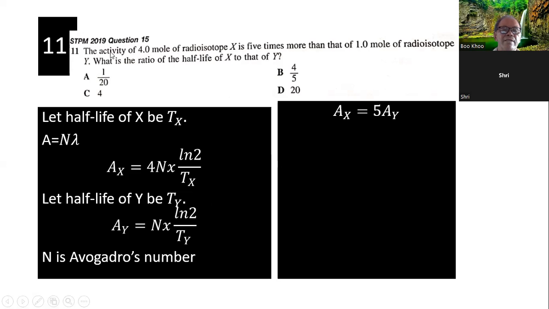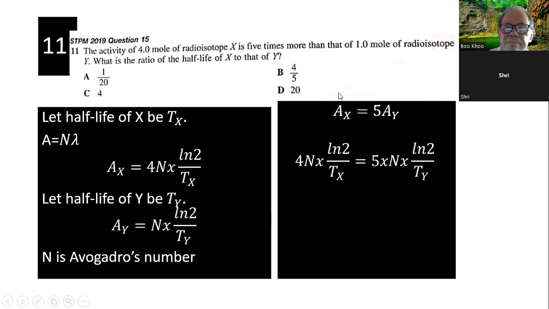You are told that the activity of 4 mole of X is 5 times the activity of Y. And put your AX and AY into the equation. That's AX, that's your AY. Ln 2 cancels ln 2, N cancels N. So you want your ratio of Tx to Ty. So take your Tx across there, take your 5 down. That's your answer. Can?